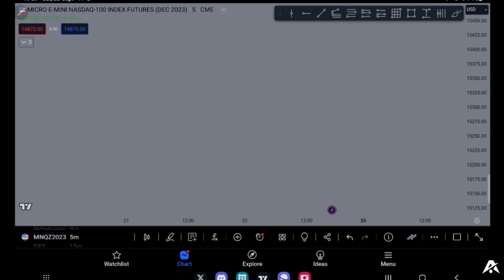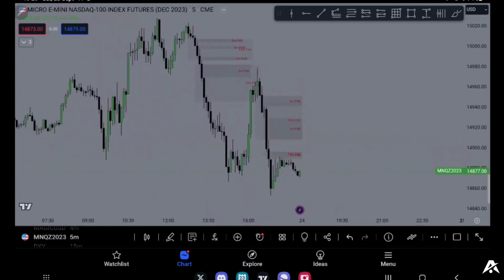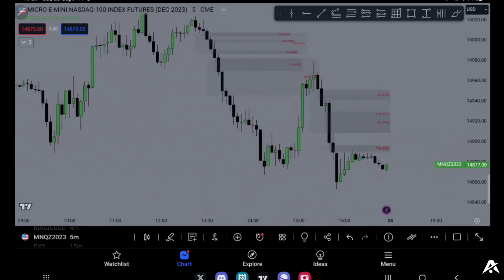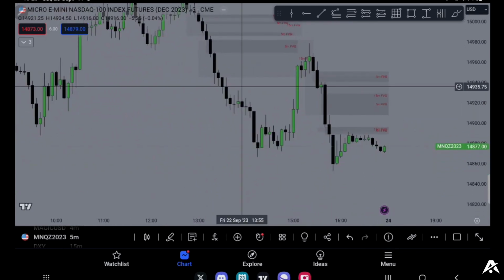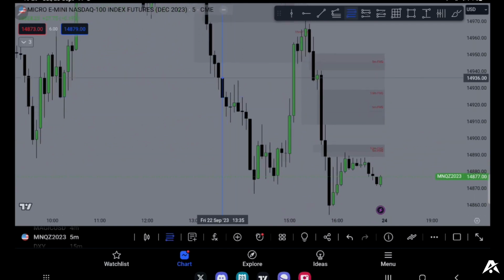It doesn't matter. I'll give an example of a trade that I took that I haven't posted yet, but I did take. I took this short from here, right? And even on something as small as this, if I draw this fib, look at this.